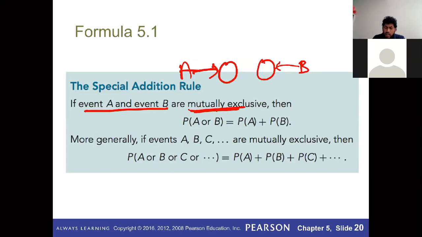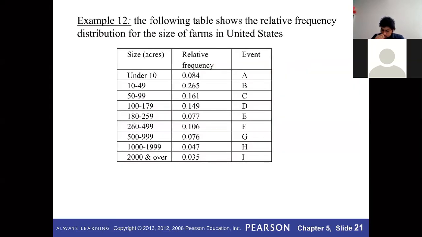You can extend this to any number of events, like if you have A, B, C up to whatever. It doesn't matter how many, but all events should be mutually exclusive. Then the probability of A or B or C or whatever equals the probability of A plus the probability of B plus the probability of C, something like that. Okay, let's do this example, and I can explain the first few questions.